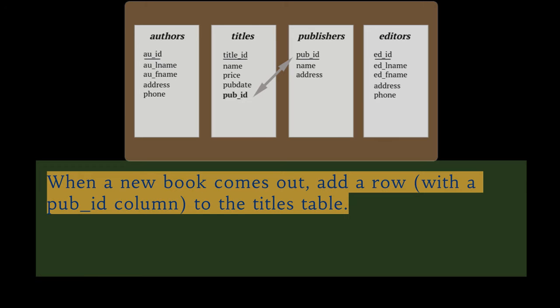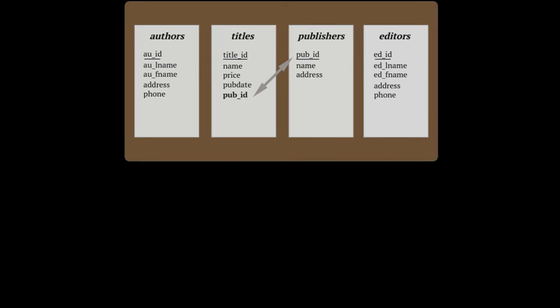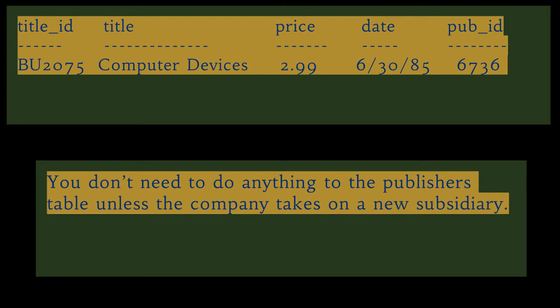When a new book comes out, add a row with a pub_ID column to the titles table. You don't need to do anything to the publishers table unless the company takes on a new subsidiary. With these changes, a structure begins to emerge. The publishers table has 1 row for each publisher. The titles table has 1 row for each book.